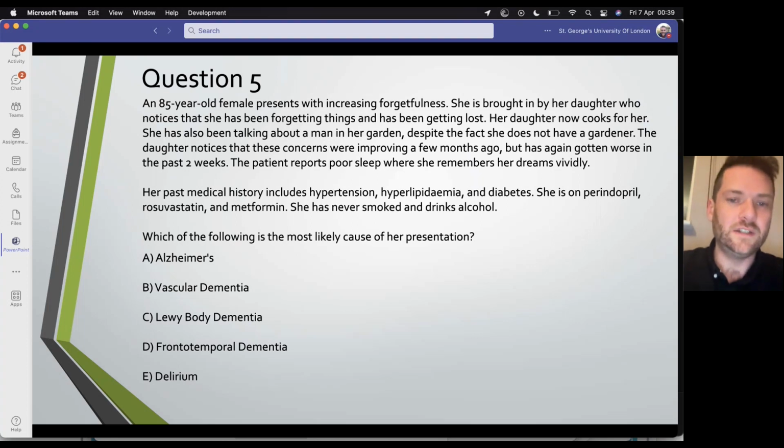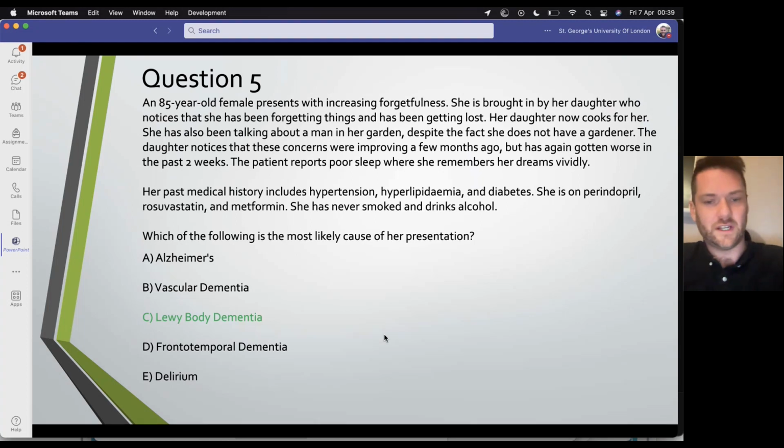I think this one could lead you down a couple of alleys, but there's only one where it really works. And that answer is Lewy body dementia. So yes, they tried to put you off by putting hypertension, hyperlipidemia, diabetes, leading you down to those CVD risk factors for vascular dementia. They've also talked about the symptoms improving and then getting worse in the past 2 weeks. But if you remember, vascular dementia is not waves, it's a step down, step down, step down. So that's not typical of vascular dementia.